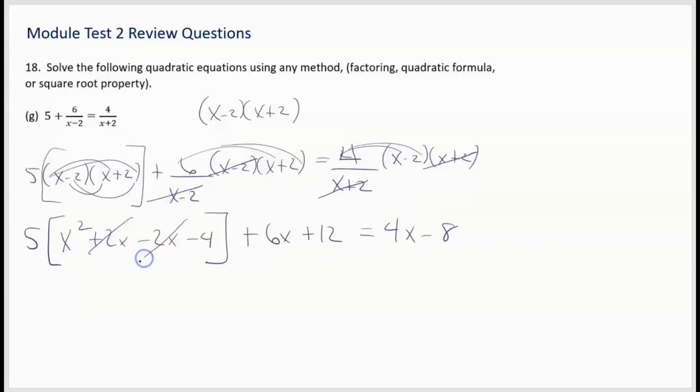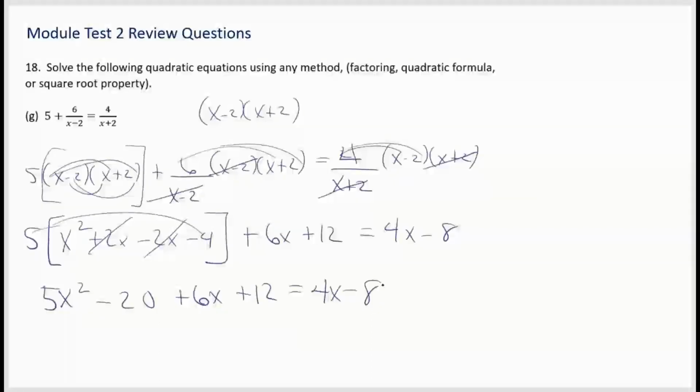Now, these cancel. That's helpful. That gives me 5x squared minus 20 when I distribute that 5 inside, plus 6x plus 12. And on the other side, 4x minus 8. Now, that is a quadratic equation that needs simplifying. So let's move the 4x and the minus 8 over. It gives me 5x squared. Now this 6x right here, minus this 4x, is going to be plus 2x.